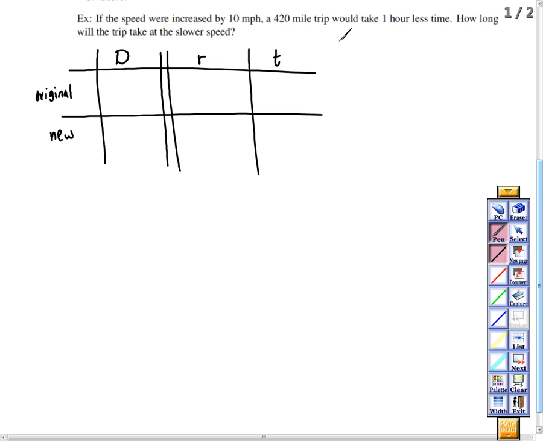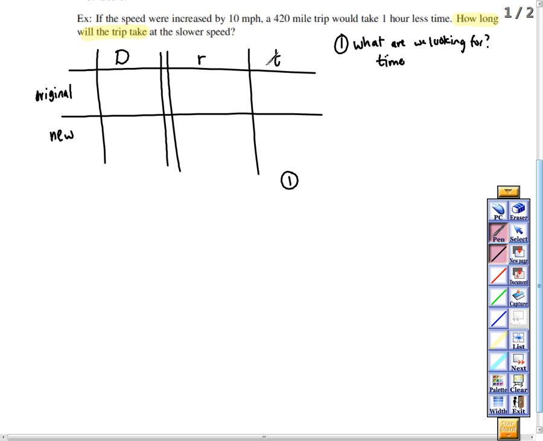Okay, so the first thing we do is try to figure out what our variable is. So number one, what are we looking for? We always go to the question. It says, how long will the trip take? How long is time. So we're looking for time. So the first thing we're going to do is fill in the column for time.